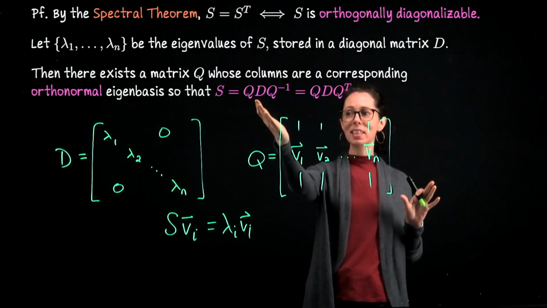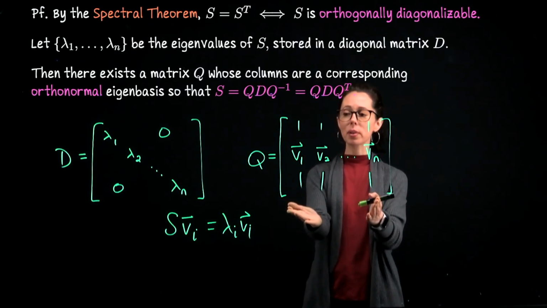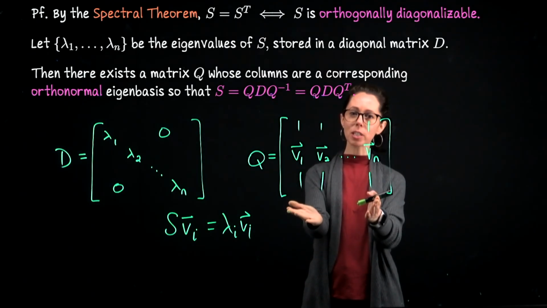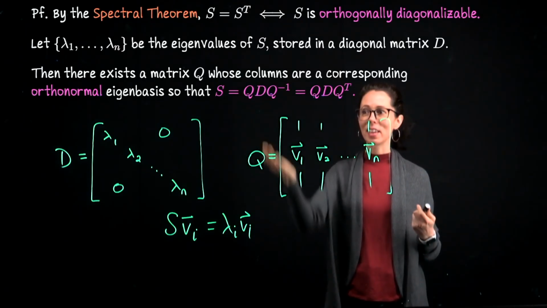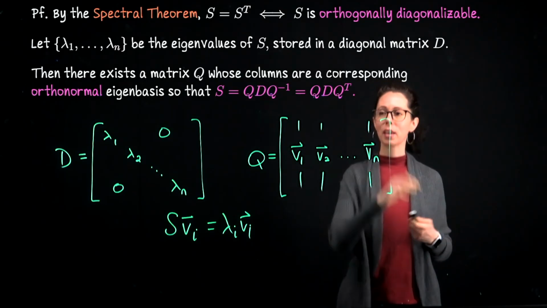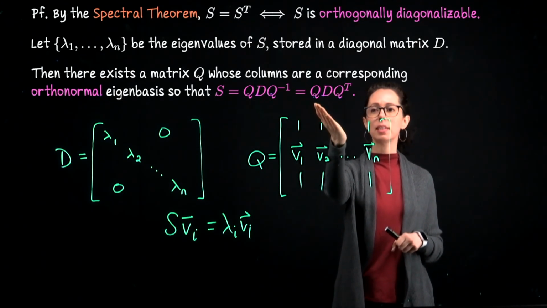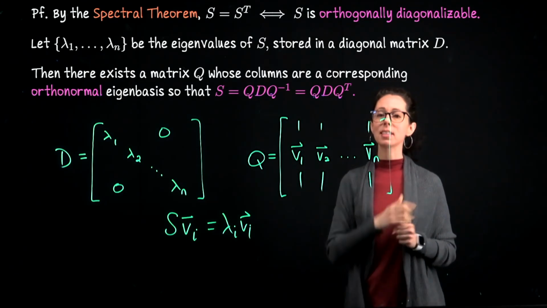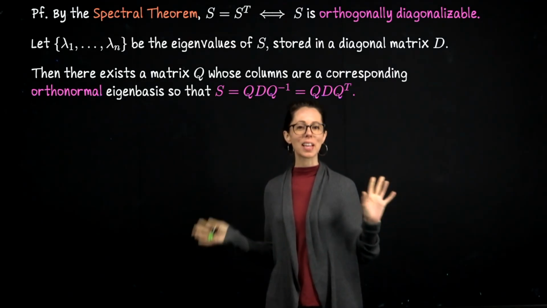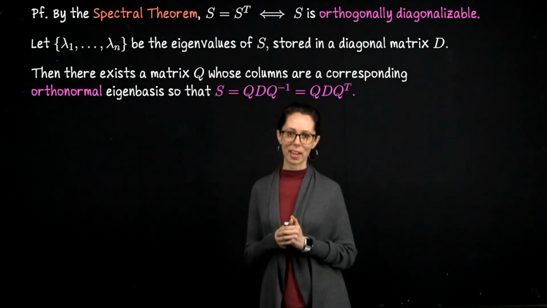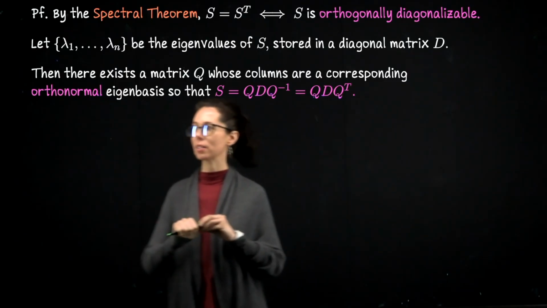But since the new basis that we're talking about here is orthonormal, Q is what's called an orthogonal matrix. That's a very special kind of matrix, and it's the easiest to invert because its inverse is just its transpose. So this product here, Q D Q inverse, turns into Q D Q transpose, and this is the key to the proof. Okay, everything I've said so far about what it means to say that S is orthogonally diagonalizable is preparing for the proof, which we are now going to start.